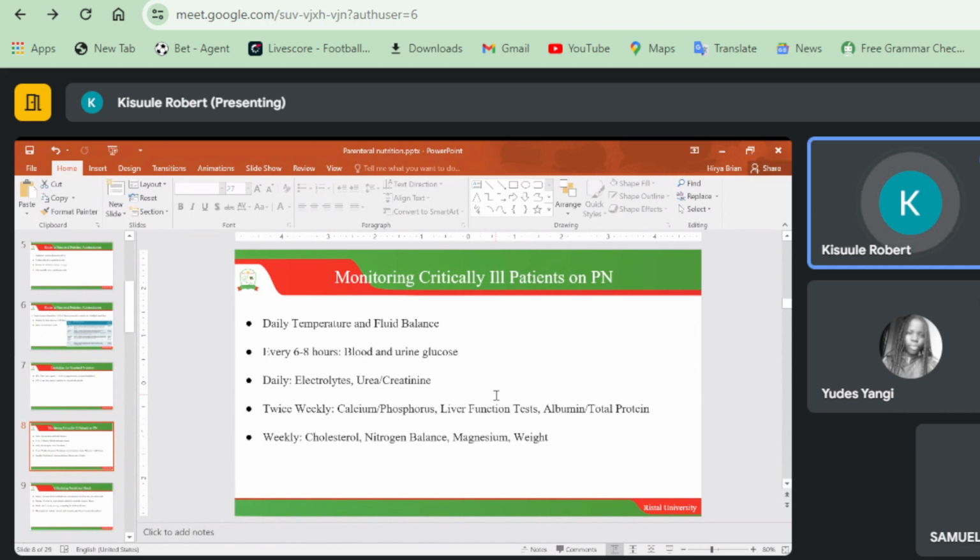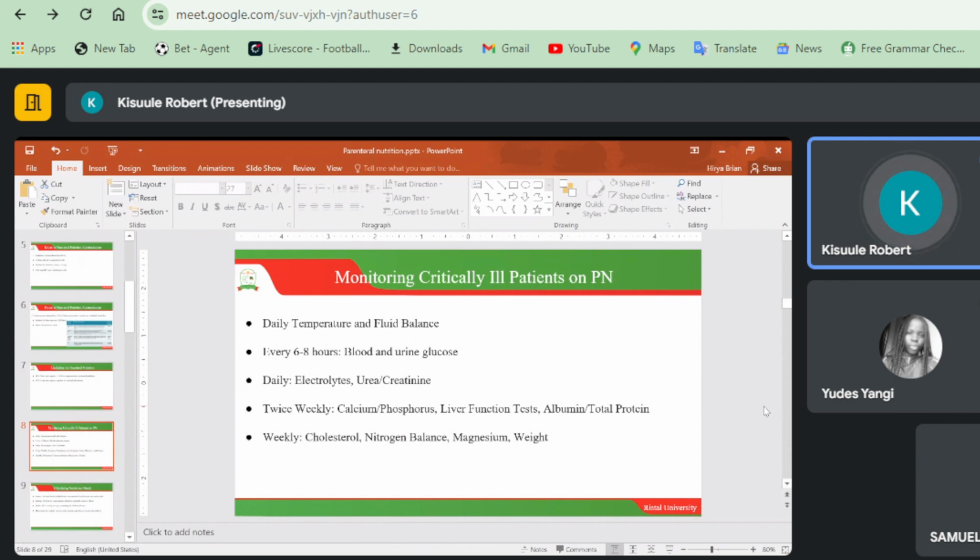Then every 6 to 8 hours, we test the blood and urine glucose. We don't want a lot of glucose in the blood so that you end up becoming diabetic. With the glucose, we'll also be looking at refeeding syndrome, whereby you're pumping the body with a lot of nutrients. By the time we start seeing excretion of a nutrient, we suspect either the nutrient is not being absorbed well, or we are giving an overload or excess of that particular nutrient. Then daily we check the electrolytes, the urea, and the creatinine.